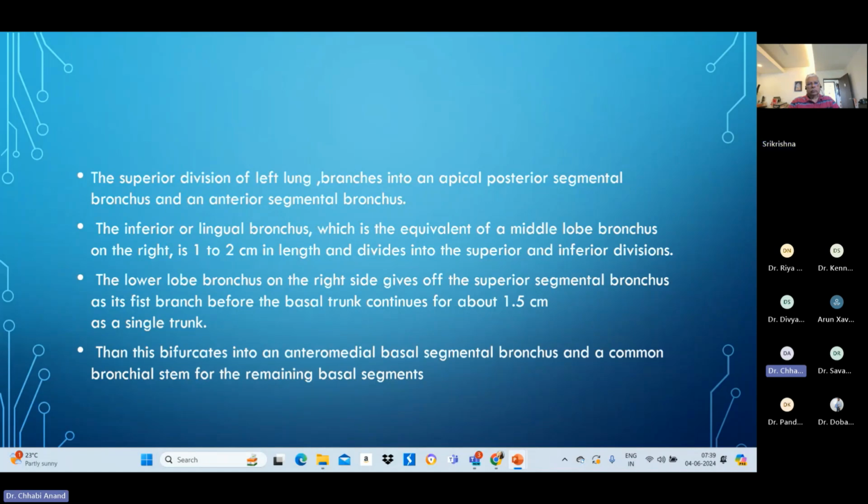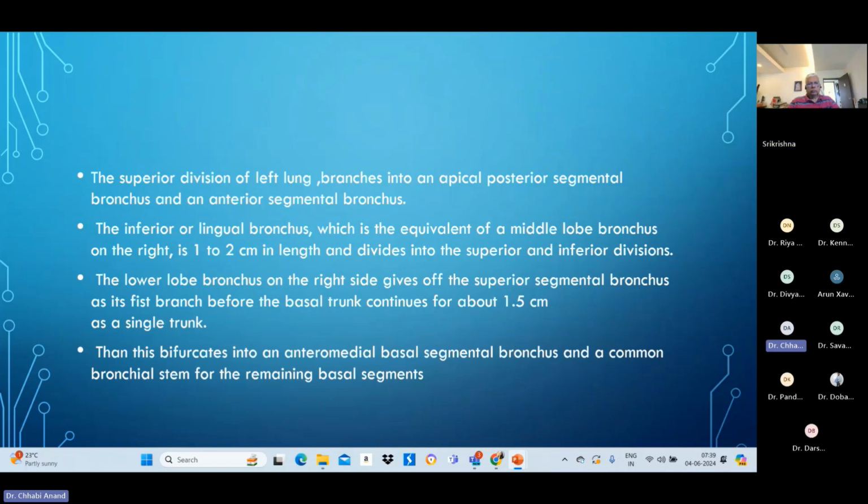The lower lobe bronchus gives off the superior segmental bronchus as its first branch before the basal trunk continues for about 1.5 centimeter as a single trunk. Then this bifurcates into an anteromedial basal segment bronchus and a common bronchial stem for the remaining basal segments.